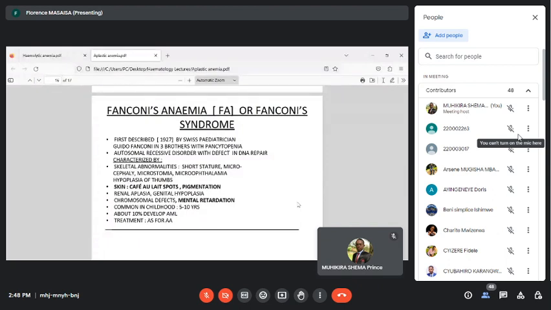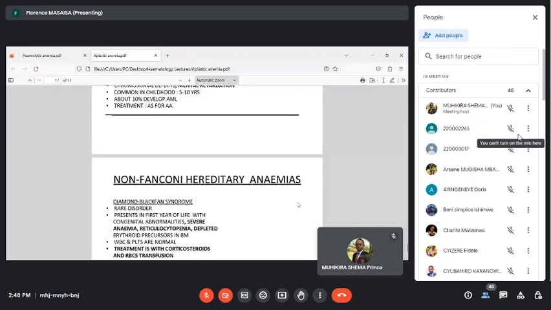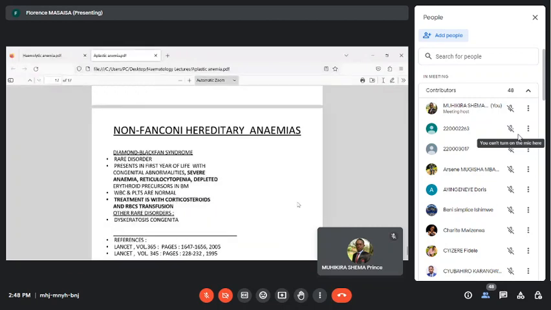We have also another condition, which is called non-Fanconi hereditary anemia, called Diamond-Blackfan syndrome. It's also a rare disease which occurs in the first year of life with congenital abnormalities and anemia. There is usually depletion of erythroid precursors in the bone marrow. So it usually affects red blood cell precursors. The rest are okay. Platelets and white cells are all normal.